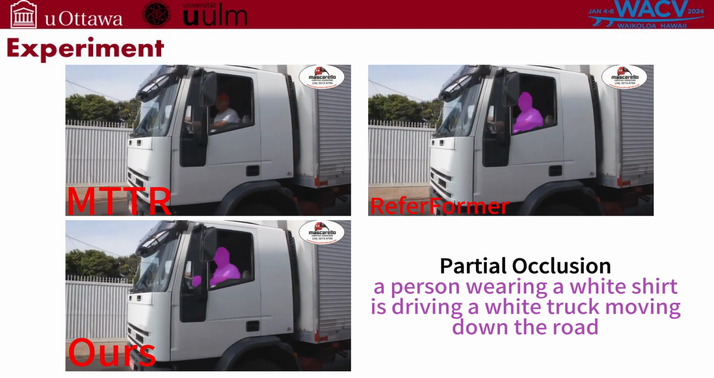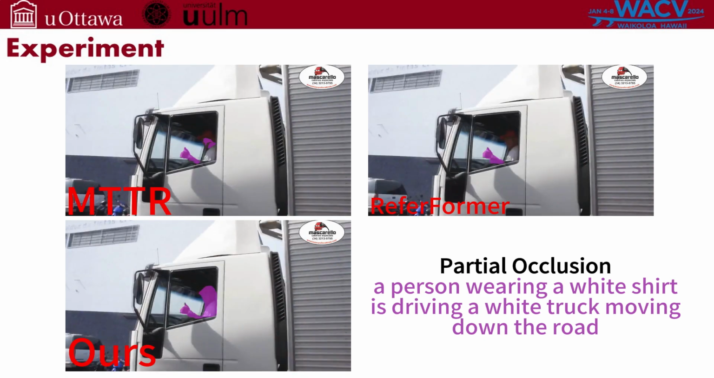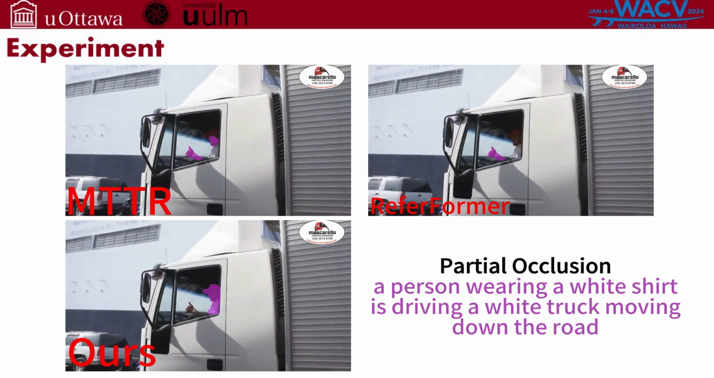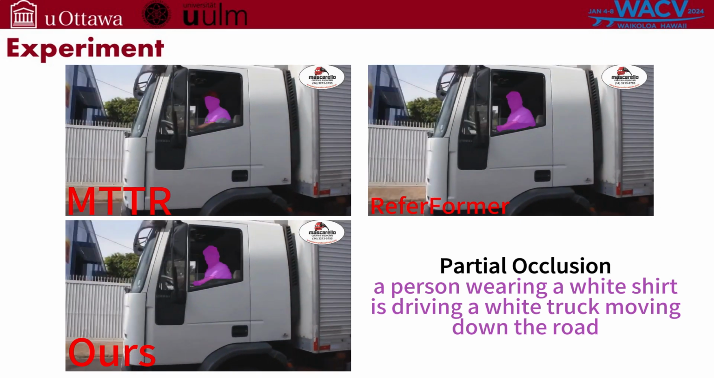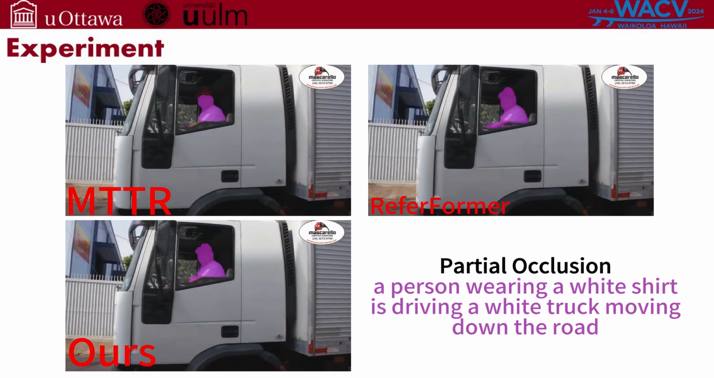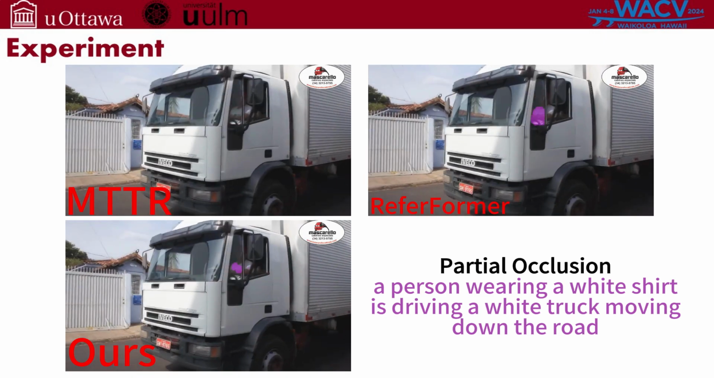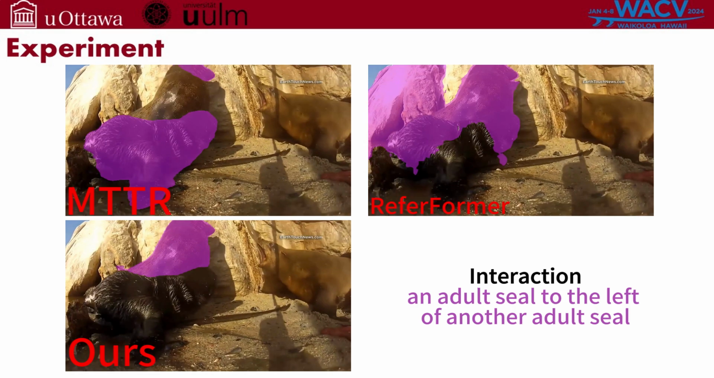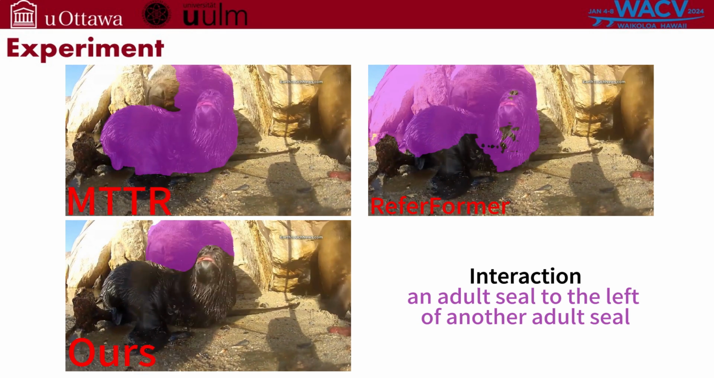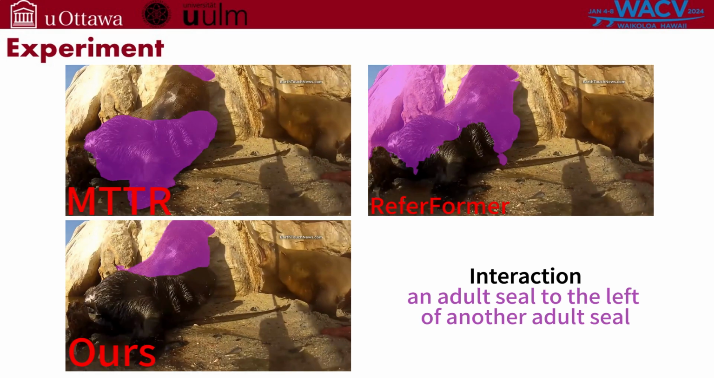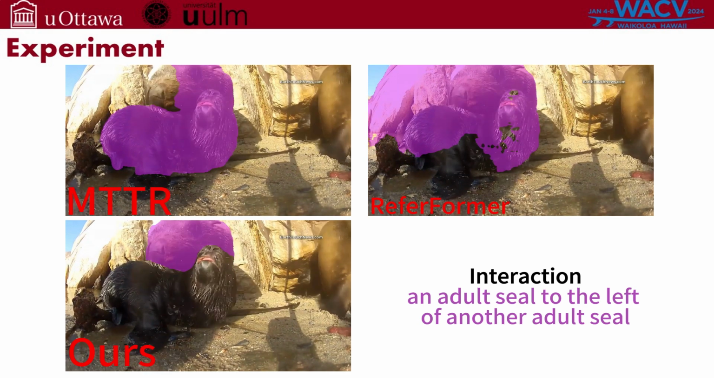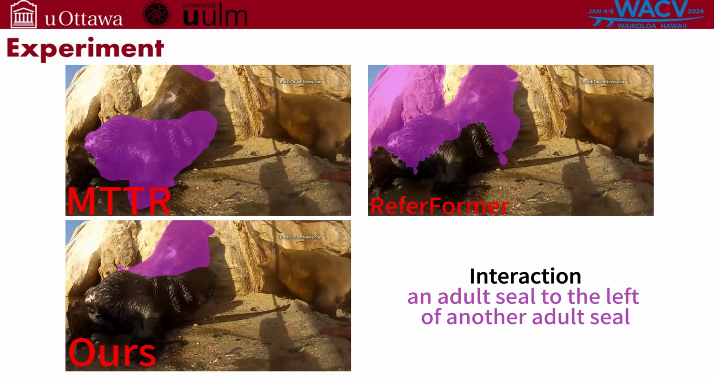This page shows a set of visualized comparisons between MTTR, ReferFormer, and ours. The object referred by the expression, a person wearing a white shirt is driving a white truck moving down the road, is segmented with purple masks. The person is partially occluded by the window frame, and our method generates a better result compared with others. And this page shows an interaction scenario. The expression, an adult cell to the left of another adult cell, describes the object by the interaction with other objects in the video. Our method not only points out the referred object correctly, but also generates a high-quality result.